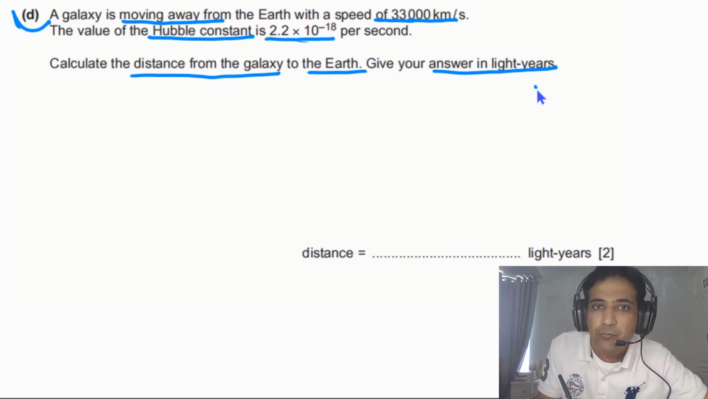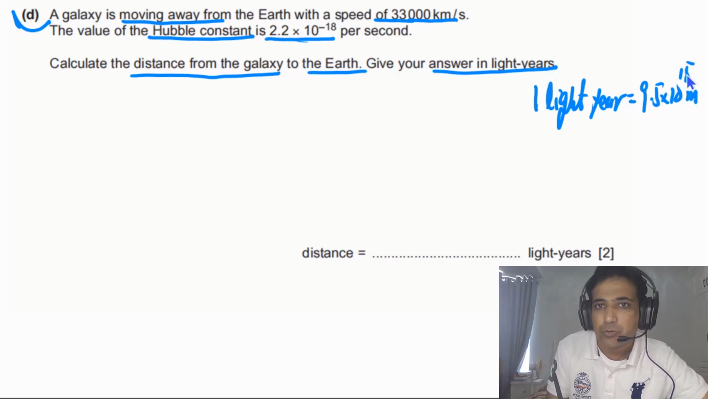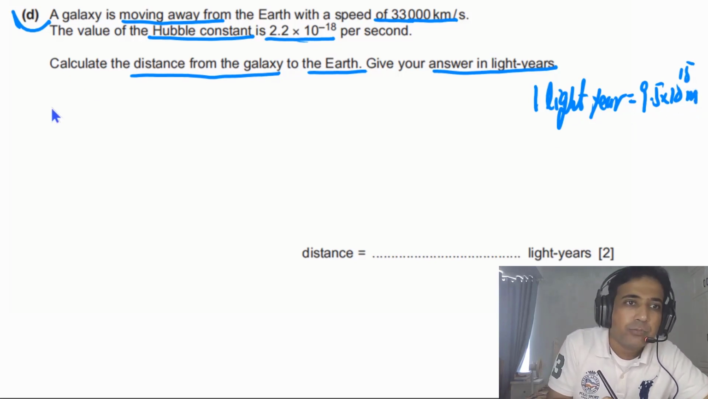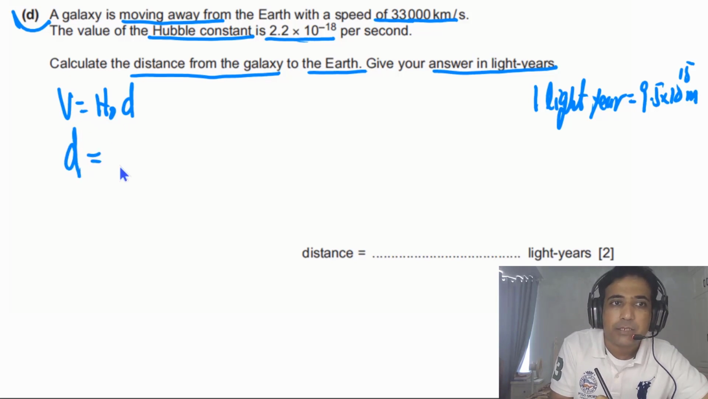And we need to understand 1 light year. So first of all, let's try to understand 1 light year. 1 light year is equal to 9.5 times 10 to the 15 meters. This is an important point you need to understand. So simply we need to use Hubble's law. According to Hubble's law, V is equal to H naught times d. So we need to find the distance in this case.